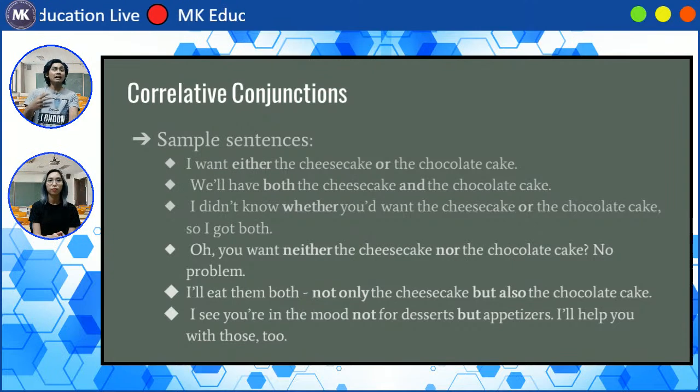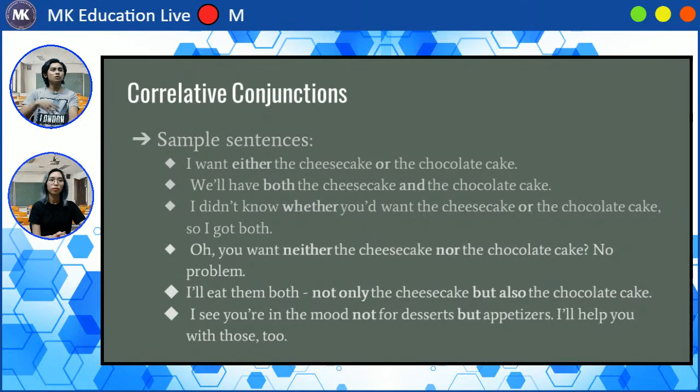Next, we'll have both the cheesecake and the chocolate cake. So when using this example, you want to say that you want both and not one or the other, but both of them. Next example is, I didn't know whether you'd want the cheesecake or the chocolate cake, so I got both. So in this example, the speaker did not know what the receiver of the food wanted. So he wanted to just say that he got both.